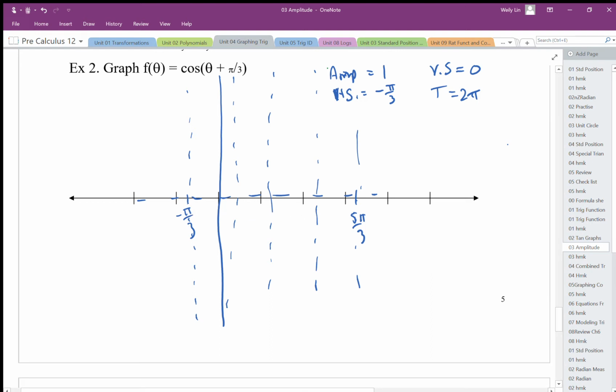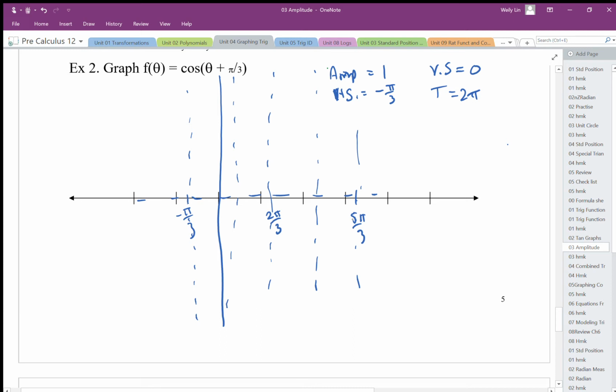Okay, so again, you can do lots of different ways, but I'm going to use an average to find the middle. So I'm going to go -1/3 plus +5/3, which is +4/3, and divide by 2. That gives me a position of 2 pi over 3. And I'm going to do the same between 2 pi over 3 and 5 pi over 3. I'm going to find the average.